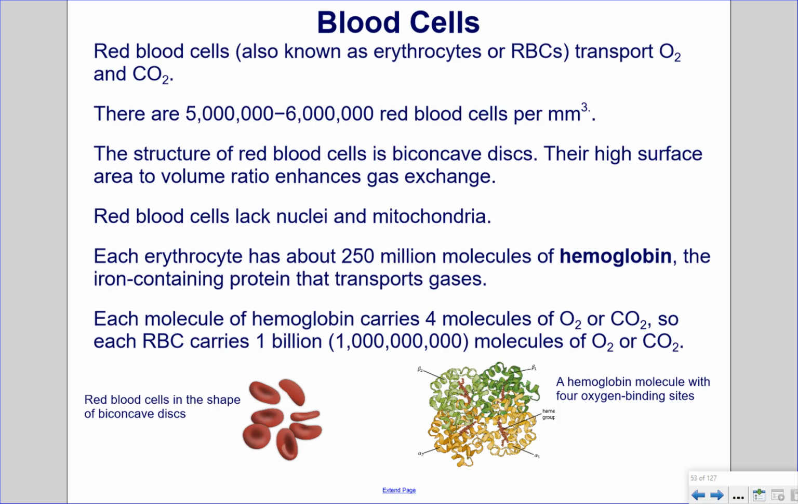Pictured down here, we have the red blood cells shaped like little tubes or biconcave discs, and a hemoglobin molecule shown on the right here shows each binding site. Each one of these contains an iron molecule on each site, and that iron molecule binds to an oxygen, and so the hemoglobin carries 4 oxygen molecules.